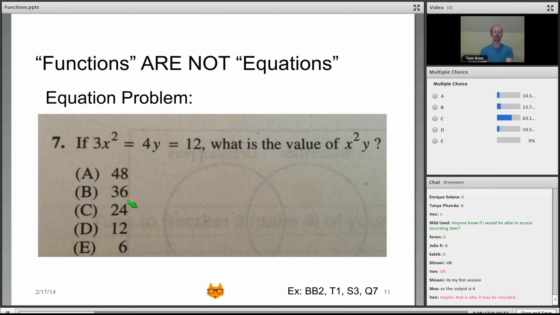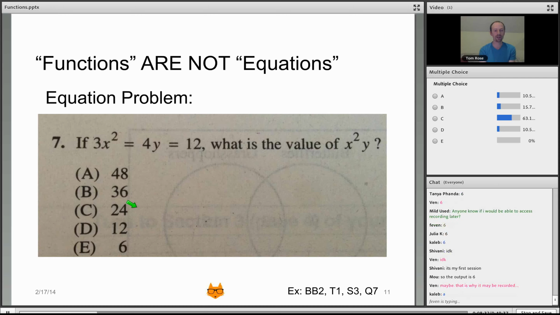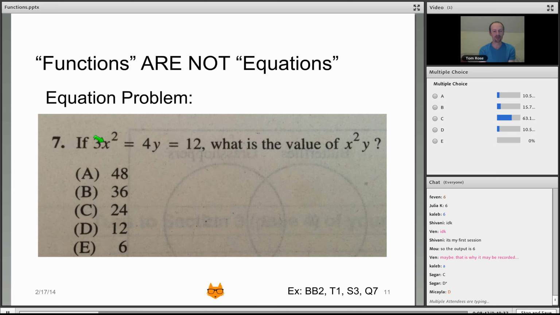Now, quick little warning here. Functions are not equations. So what I'm suggesting is that you keep track of the input, the operation, and the output when you're dealing with function questions. Make sure that you are, in fact, dealing with a function question. Don't try to apply these same techniques to an equation question, for example. Here, you're in an equation question. It has things with equal signs, but notice none of these have a function. There's no f of x, there's no g of x in here. So this is just a straight up equation problem.